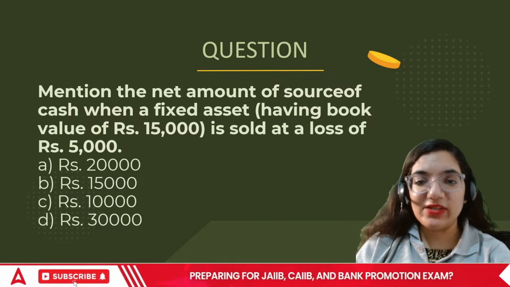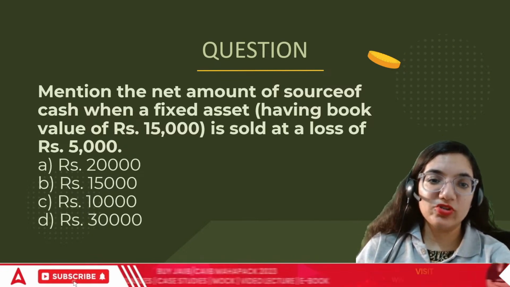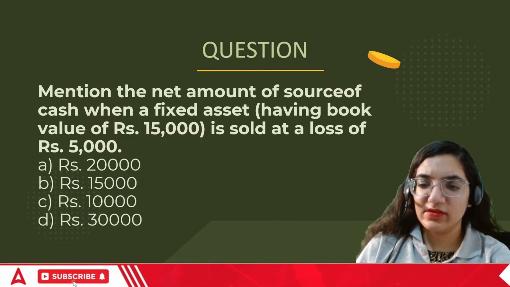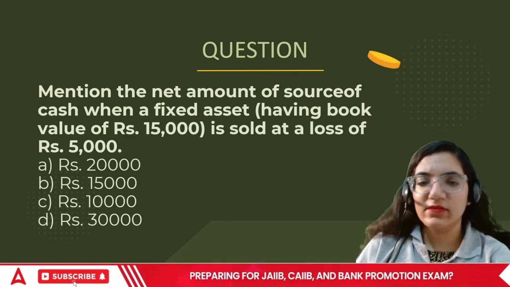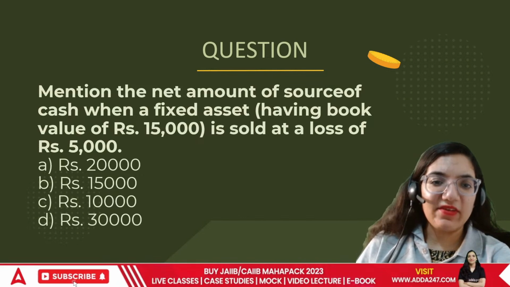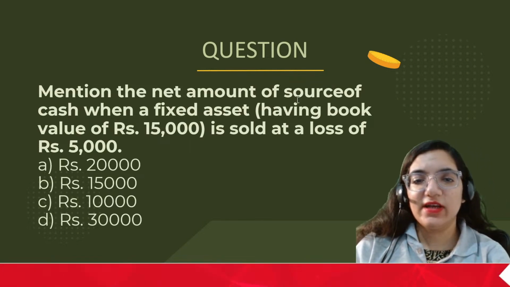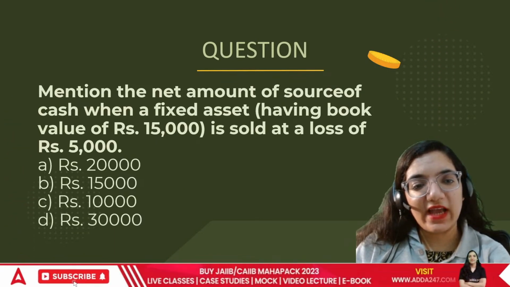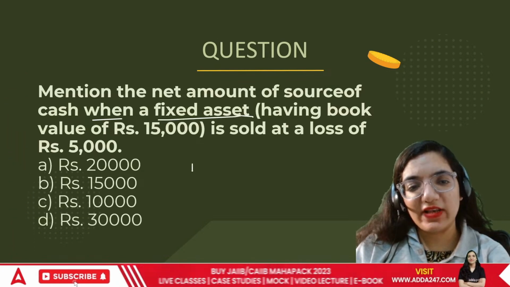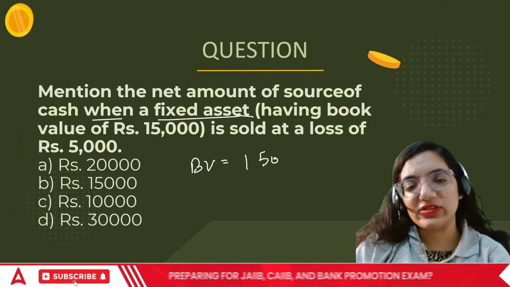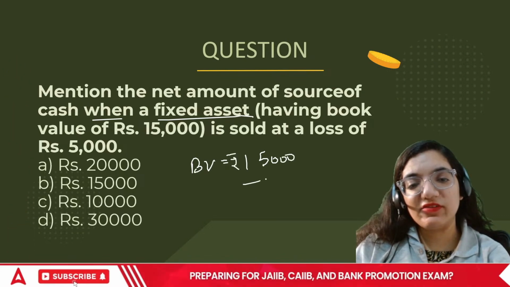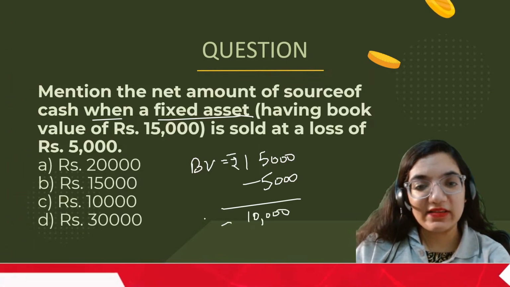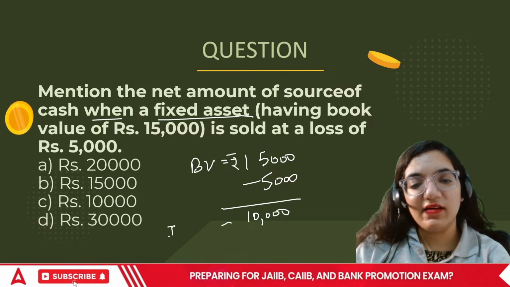Next question. Mention the net amount of source of cash when a fixed asset having a book value of 15,000 is sold for a loss. Acha everyone, this question is a little twisted. The book value of the fixed asset is 15,000, hai na? The value of it is 15,000 and we sold it at a loss of 5,000. Currently we have got 10,000 rupees, hai na? This 10,000 rupees is basically inflow.